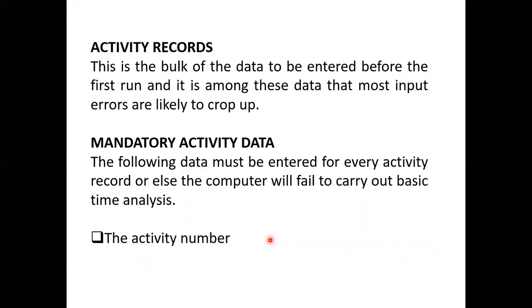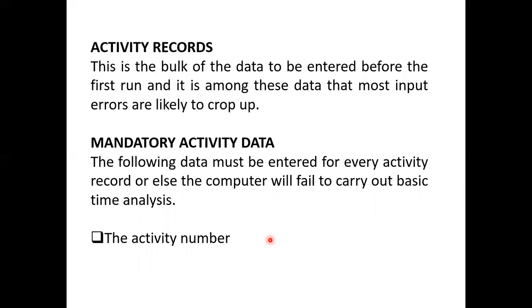Now let's talk about activity records. Activity records, this is the bulk of the data to be entered before the first run. It is among this data that must be input that most input errors are likely to pop up. So it's a very important data that needs to be set up in the computer. We'll see why, because even this one has two types. There is what we call mandatory activity data and optional activity data.